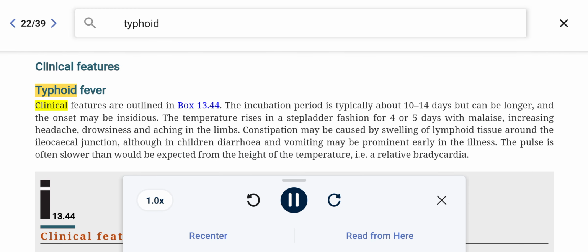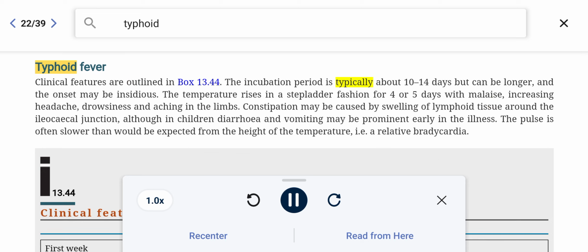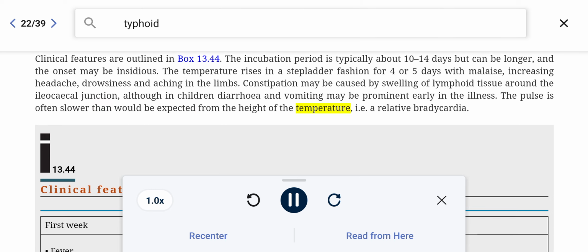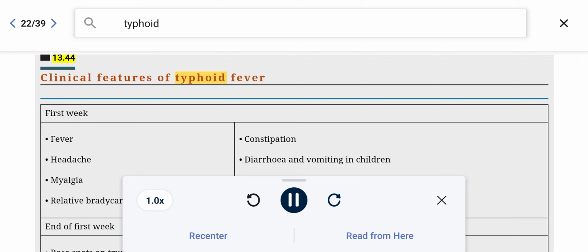Clinical features. Typhoid fever. Clinical features are outlined in box 13.44. The incubation period is typically about 10 to 14 days but can be longer, and the onset may be insidious. The temperature rises in a stepladder fashion for 4 or 5 days with malaise, increasing headache, drowsiness and aching in the limbs. Constipation may be caused by swelling of lymphoid tissue around the ileocecal junction, although in children diarrhea and vomiting may be prominent early in the illness. The pulse is often slower than would be expected from the height of the temperature, i.e. a relative bradycardia.